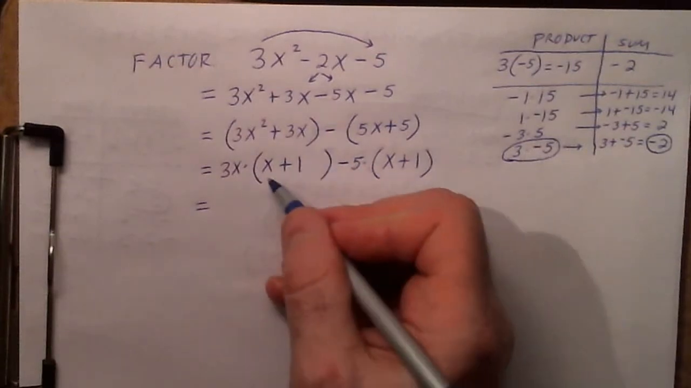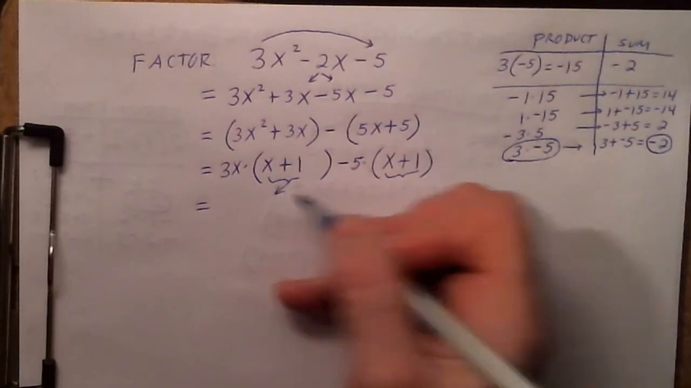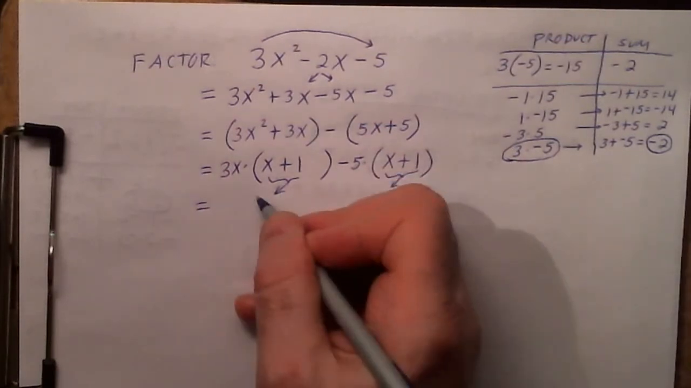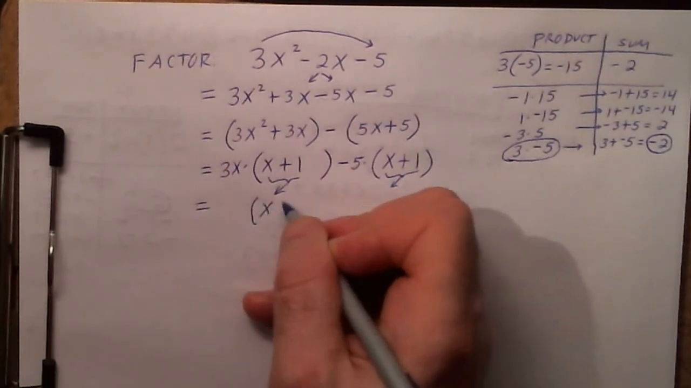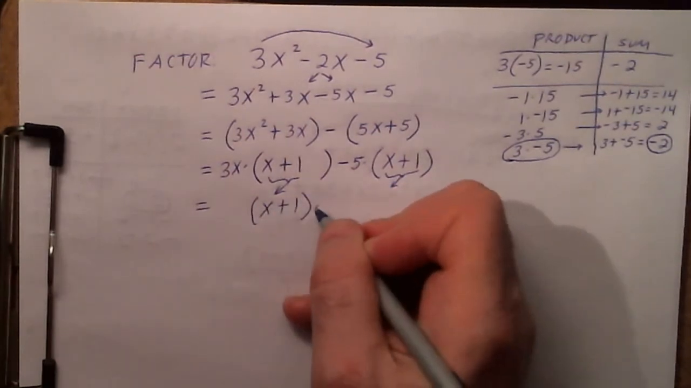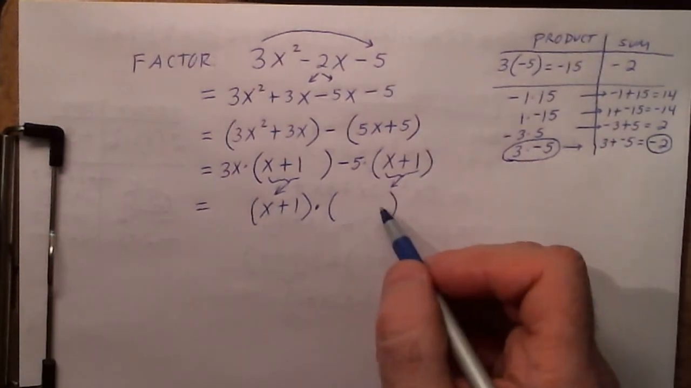Now, ladies and gentlemen, we have a common binomial factor of x plus 1 that can be factored out of both these terms. And when we factor it out, on the next line of our paper, we'll put an equal sign, and we only write the x plus 1 down once, times, and inside another set of parentheses, we write down what we leave behind.